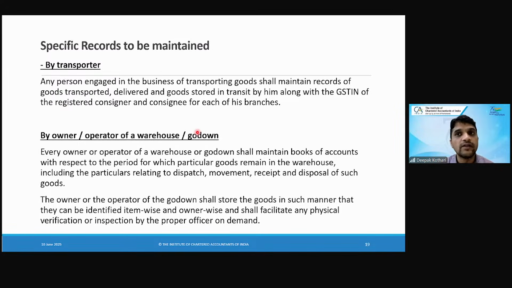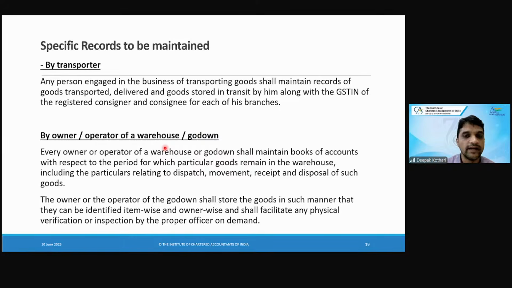Okay. So coming to transporter now. The transporter will have to maintain the details of who handed over goods to him, from which place, and where he delivered it. Okay. Now the owner of a warehouse. So the transporter will just maintain it.